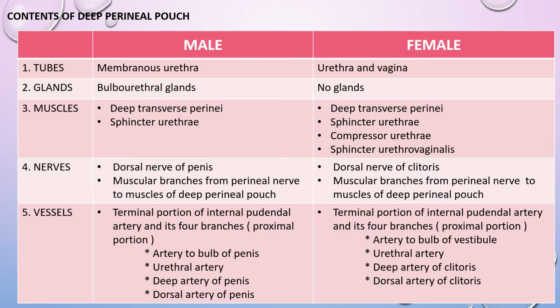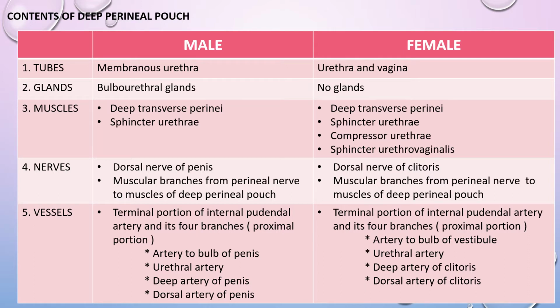If we take up the tubes, membranous urethra is present in the deep perineal pouch in male. Both urethra and vagina are present in deep perineal pouch in female. If you take up the glands, bulbourethral glands are present in deep perineal pouch in male. In female, no glands are present. The bulbourethral glands will be discussed in the next slide.